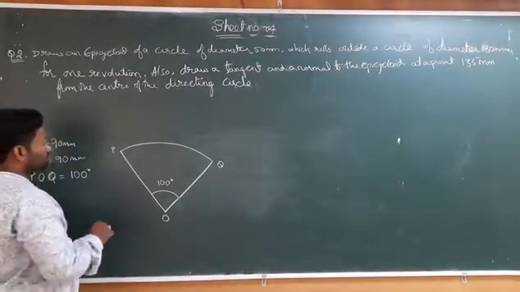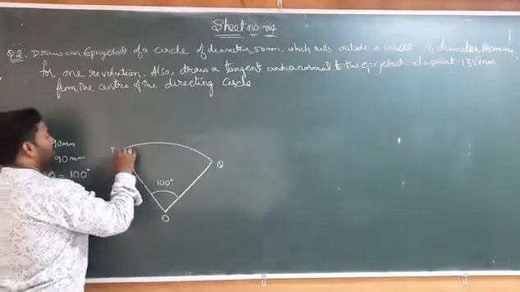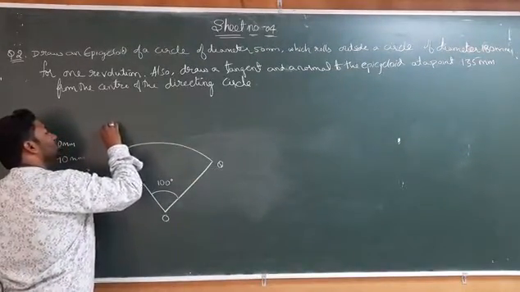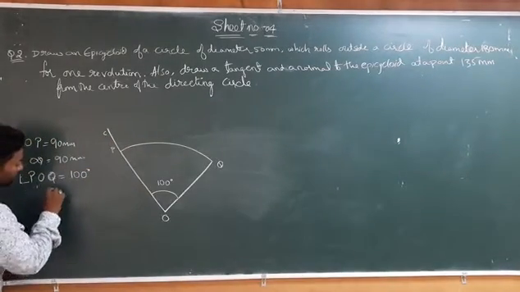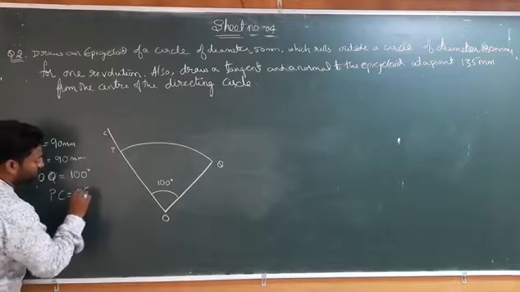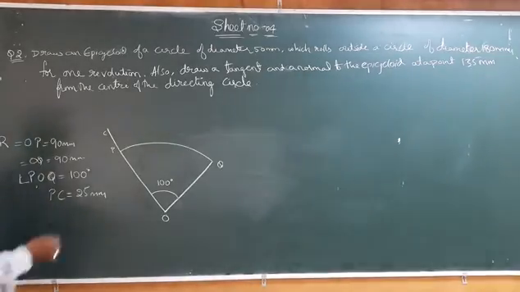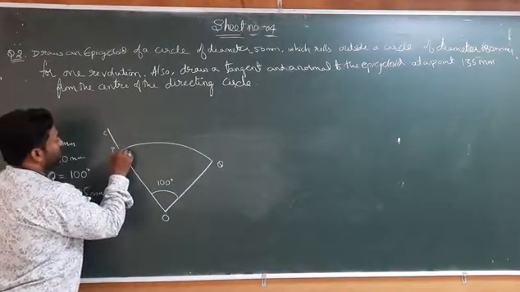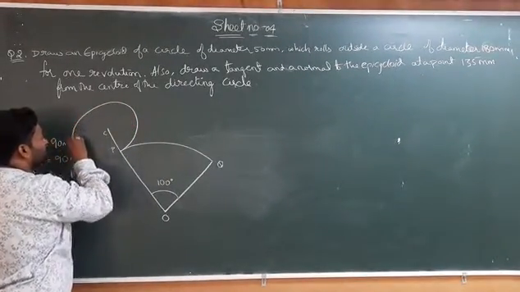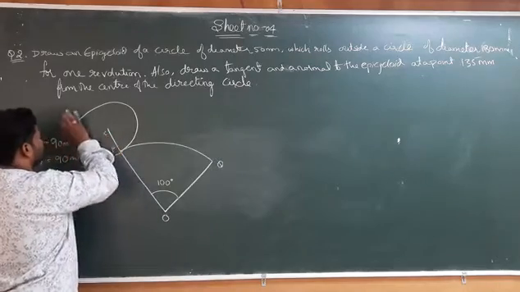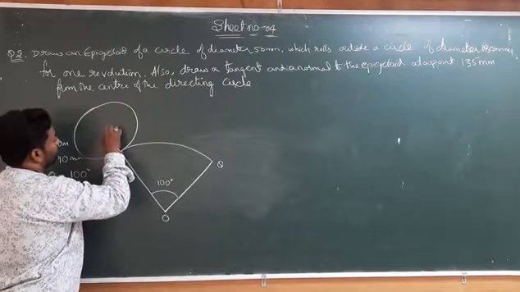Now we extend the line OP from P to C by 25 mm. PC is equal to 25 mm, that is the radius of the smaller roller. After that, we draw the circle by taking the radius as 25 mm.